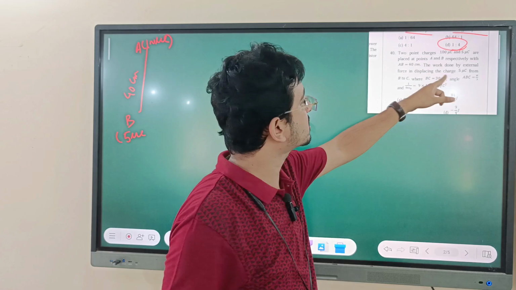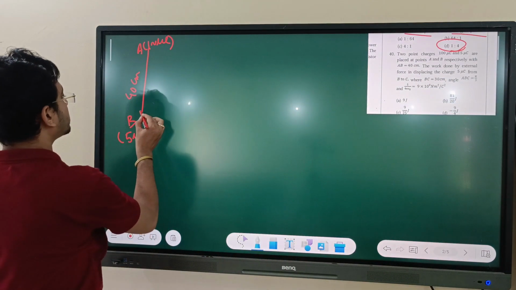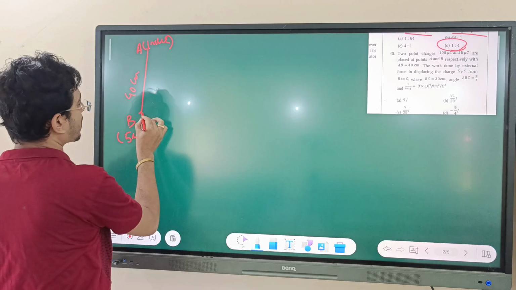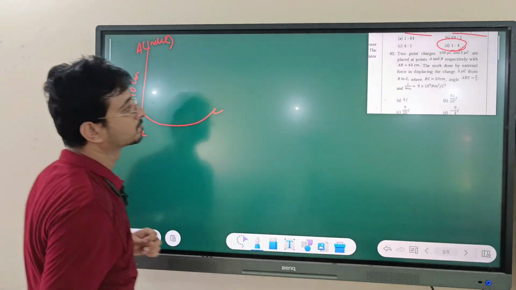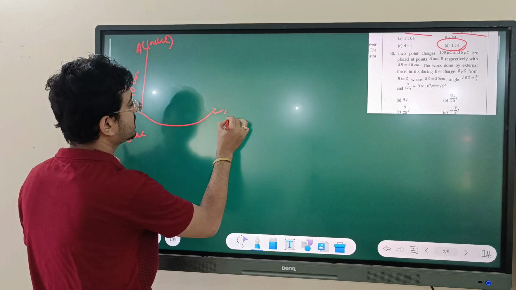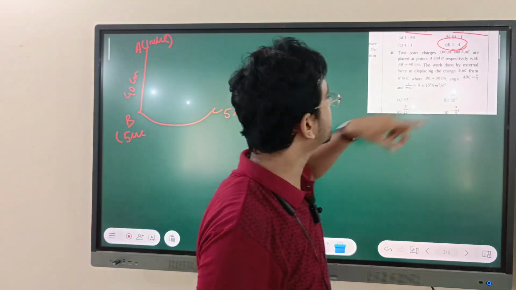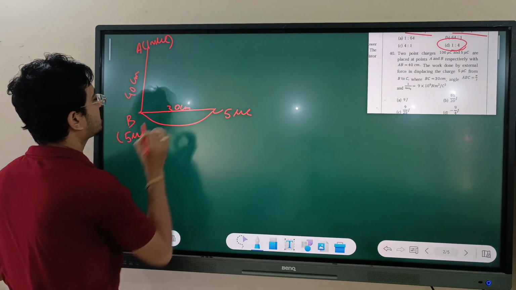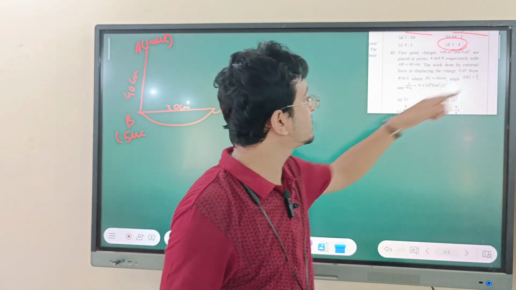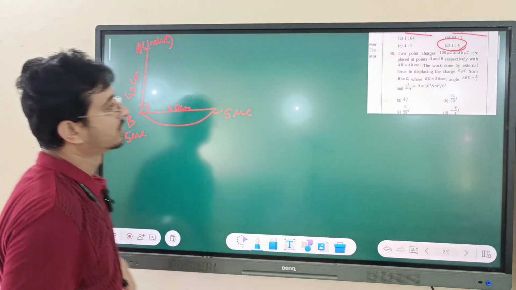The work done by an external force displacing the charge 5 microcoulomb from B to C. This charge is being moved from B to C. Let this point be C. The charge at C is 5 microcoulomb. BC is equal to 30 centimeter. This BC is equal to what? 30 centimeter. And angle ABC is 90 degree.